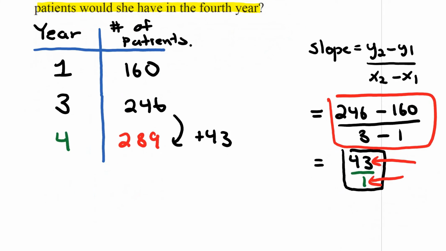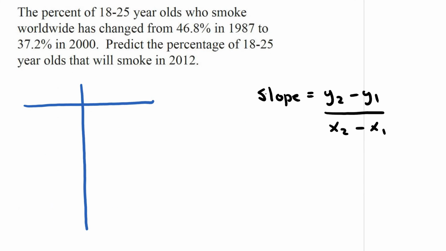Okay, let's move on to question number 3 now. For question number 3, the percent of 18 to 25-year-olds who smoke worldwide has changed from 46.8% in 1987 to 37.2% in 2000. And we want to predict the percentage of 18 to 25-year-olds that will smoke in 2012.